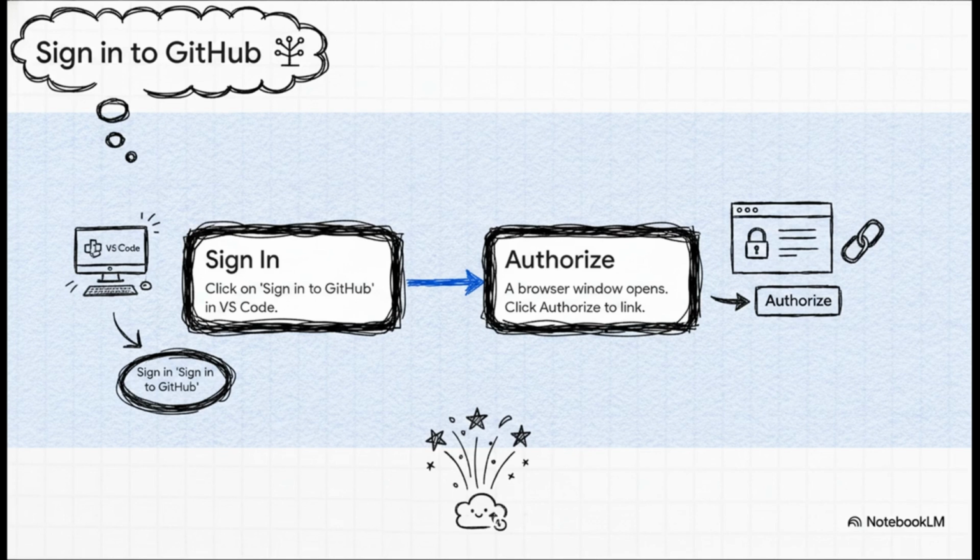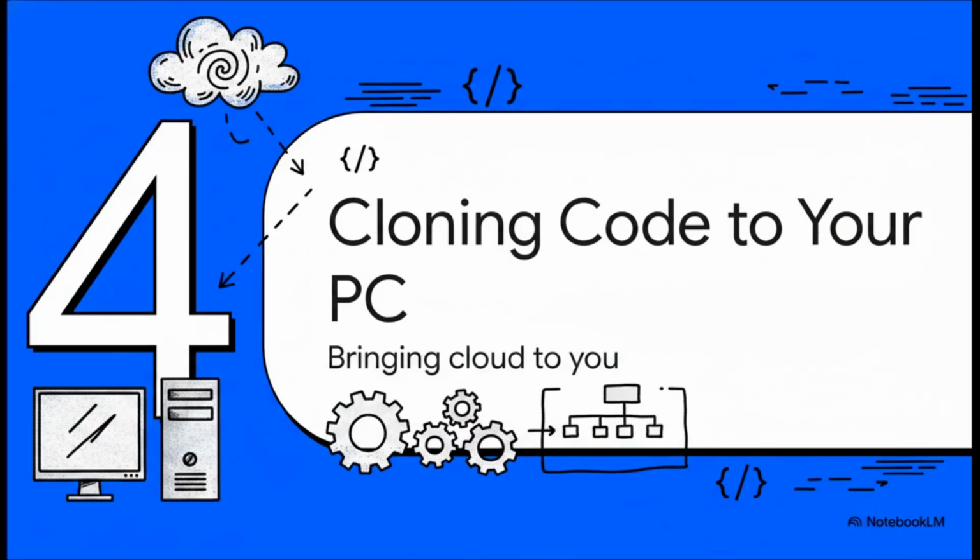Just go ahead and click that. A browser window will gracefully pop open, basically just asking for your permission to link the two together. All you gotta do is click Authorize. And just like that, ta-da! With just those few simple clicks, your local VS Code and your cloud GitHub Garage are officially and securely connected.